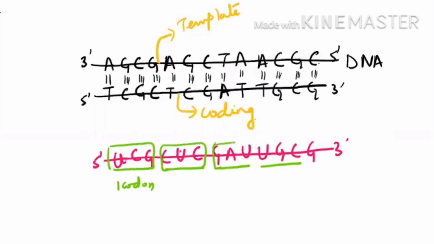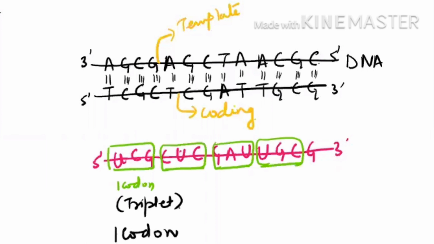So what does it mean? They are saying a set of 3 nitrogenous bases means one codon. According to them, codons are triplet in nature. Codons are triplet. So we can understand that one codon means one amino acid.